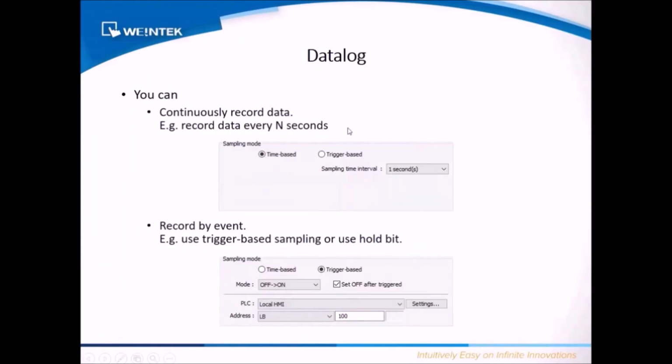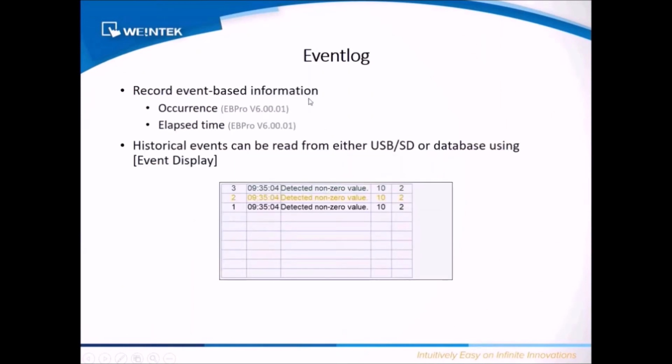All right, and then for Datalog, you can continuously record data like every second, every 2, or every 30 seconds, or you can record by event. So for example, if you have a product going through the machine, and you want to record the parameters or the recipes that are being used right now, then you can use trigger-based sampling and synchronize that sampling data into the database. Okay. And then for event log, you can record event-based information.